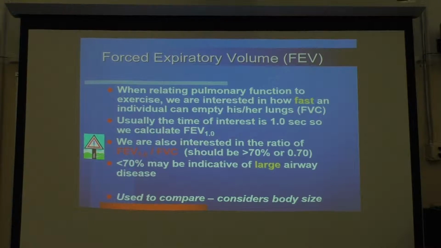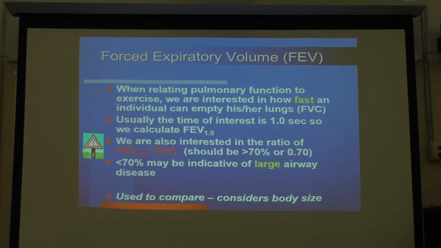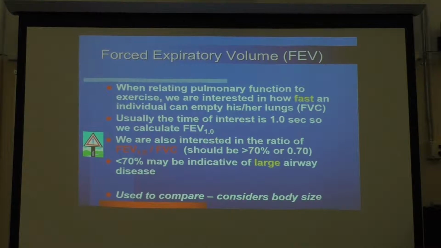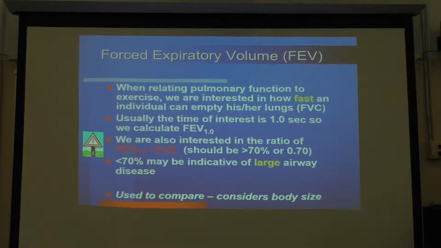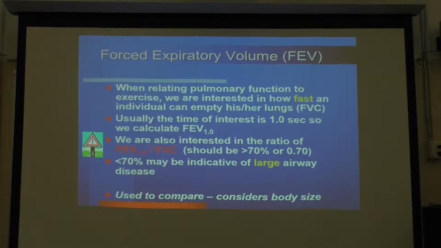So from a clinical standpoint, we want to know the ratio FEV1 divided by FVC. Now this should be greater than 70%, or 0.70. In other words, of all that air that you forcibly expire out of your lungs following a maximal inspiration, over 70% should be expired during that first second of that FVC test. If it's not, it indicates that there is some sort of large airway obstruction, or something is keeping that air from coming out at the rate at which it should.